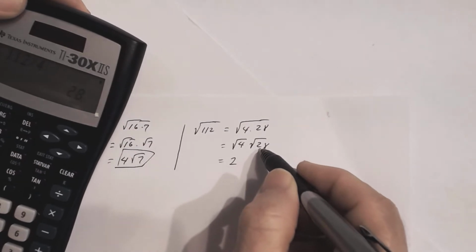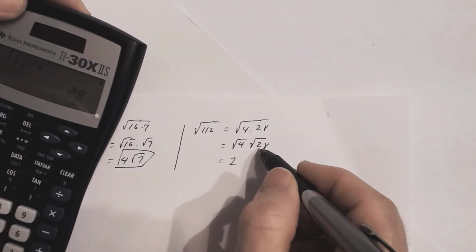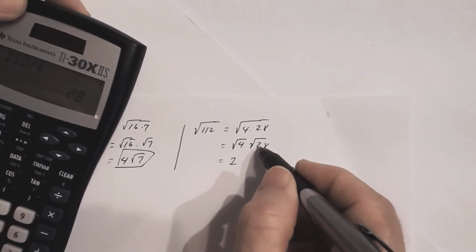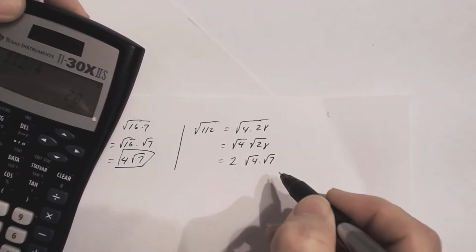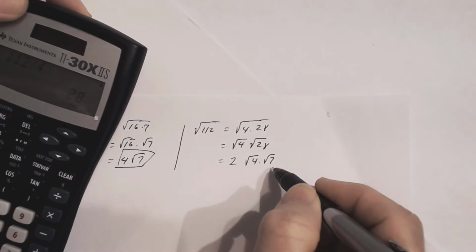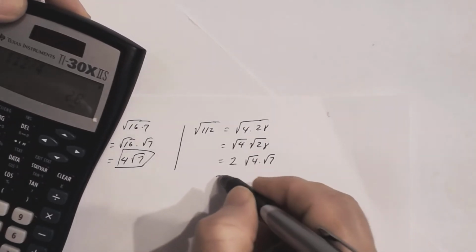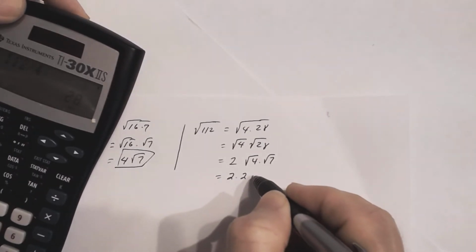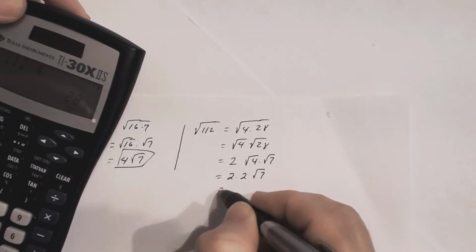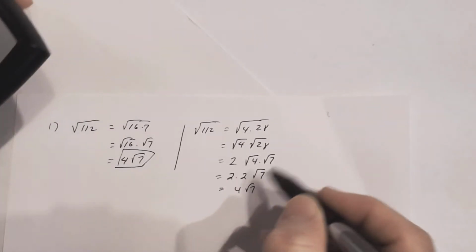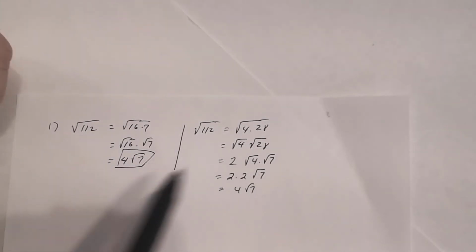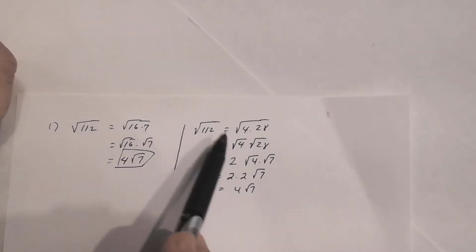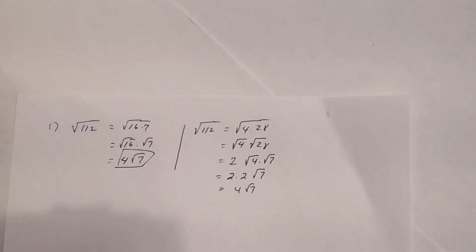And so the perfect square that goes into 28 is 4, so I can rewrite the square root of 28 as the square root of 4 times the square root of 7 using the product rule. And so the square root of 4 is 2, so you get 2 times the square root of 7, and so that's 4 square root of 7. So you see you get the same thing, but it's so much easier to use the largest perfect square rather than any perfect square that divides into the radicand. All right, so that was number 1.